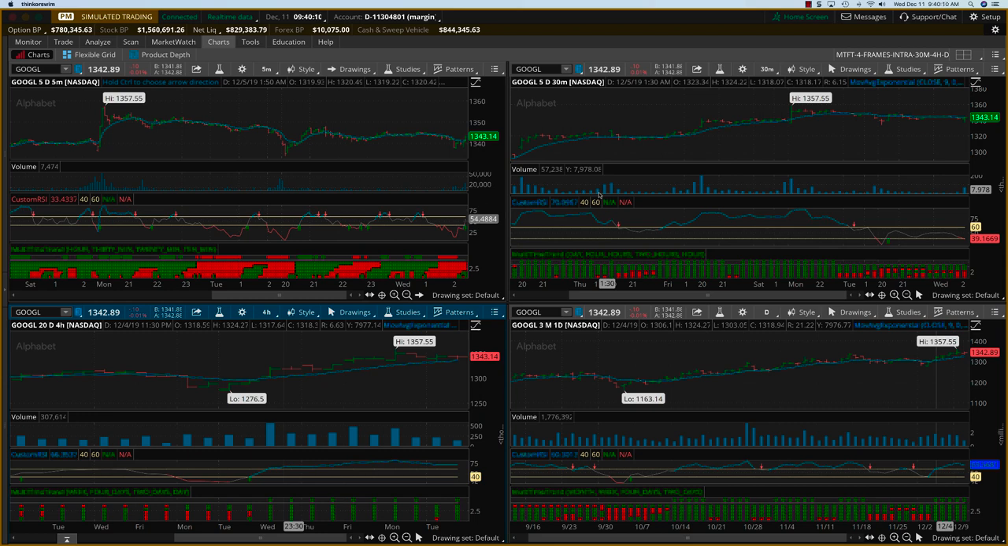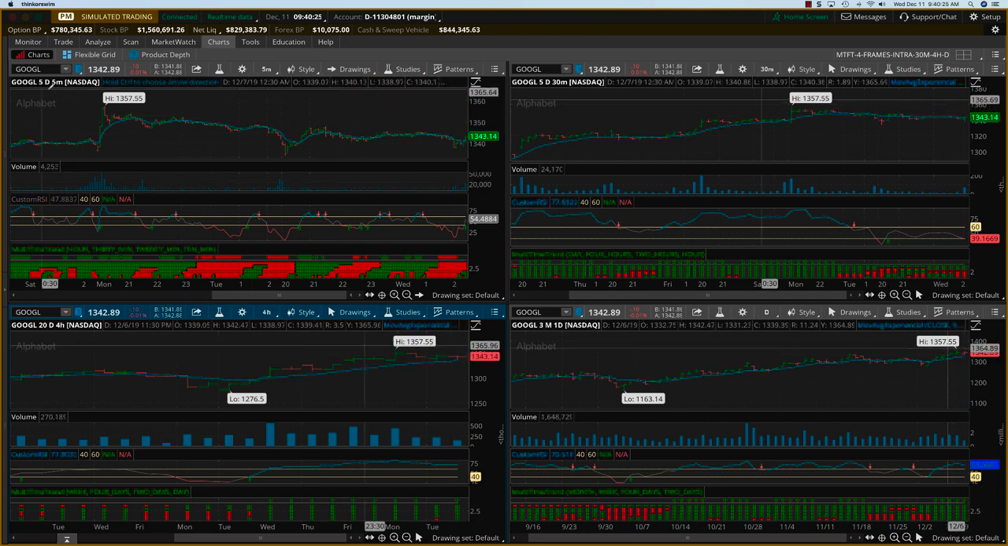I want to show an example of the multi-time frame indicator and how you would design a trade based upon these indicators and these readings here. So what I have here is Google, it's a good example. And so you might have seen this video before.